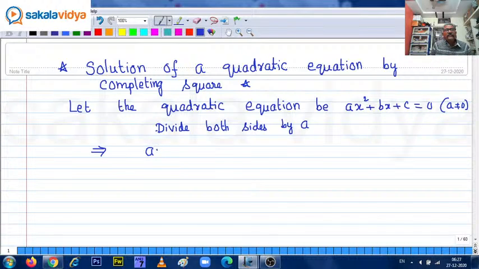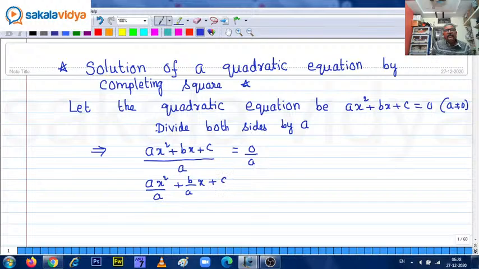So we get ax square plus bx plus c upon a equals to 0 by a. Now this we can write as ax square by a plus b by a of x plus c upon a equals to 0. Again, a gets cancelled. We have x square plus b by a x plus c by a equals to 0. So we get up to this step.